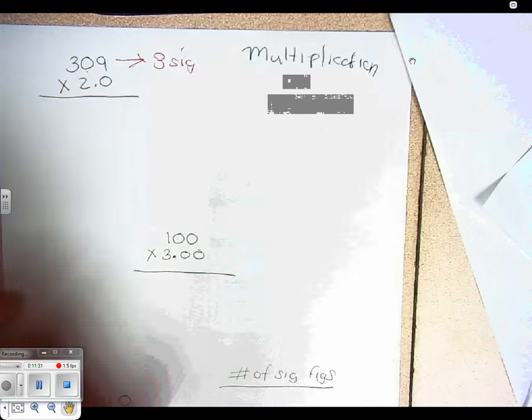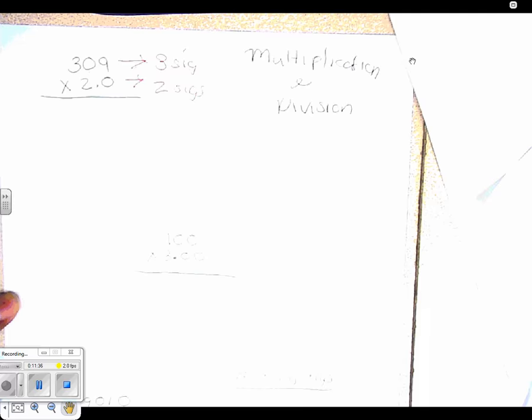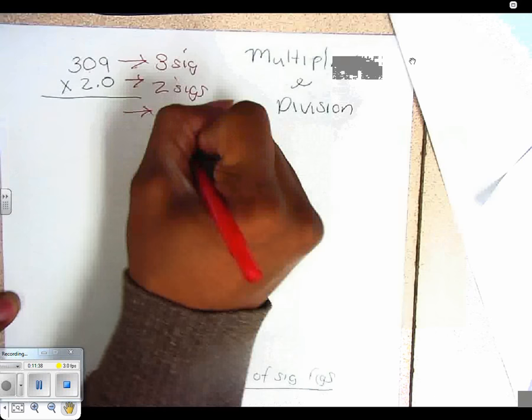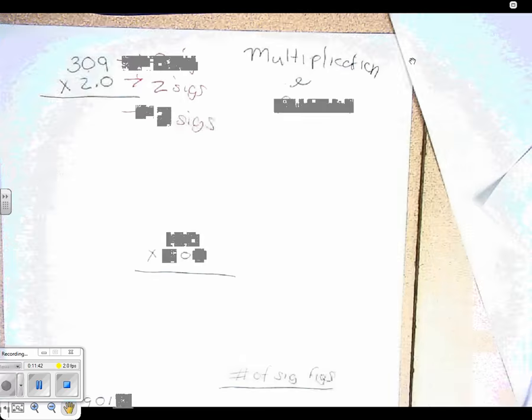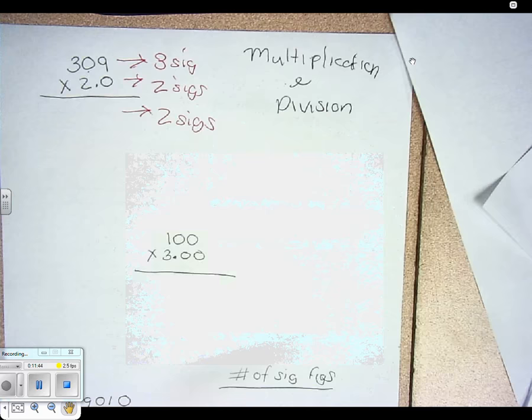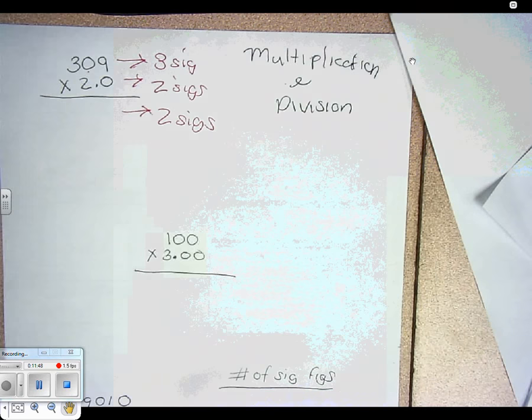The number 2.0 has 2 sigs. This means that even if we don't know what our answer is, the correct answer must have 2 sigs. Now, first we're going to solve for the raw answer, and then we're going to get the right answer. Now, the raw answer is not always the right answer.